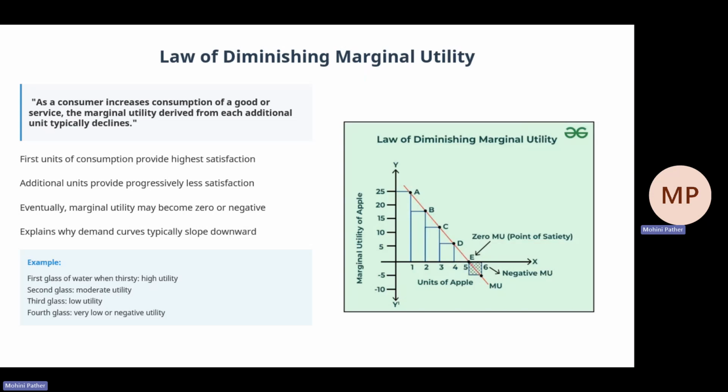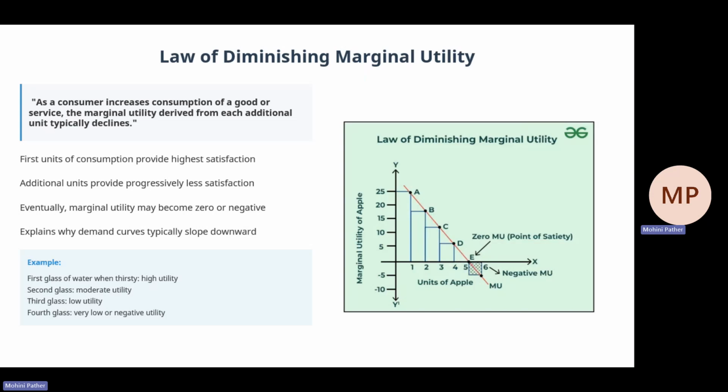By the time you get to point E, when you've consumed 5 apples, at this point you have maximized your total utility. By eating the sixth apple, you are now leading to negative consequences. So eventually, your marginal utility may become 0 or even negative.